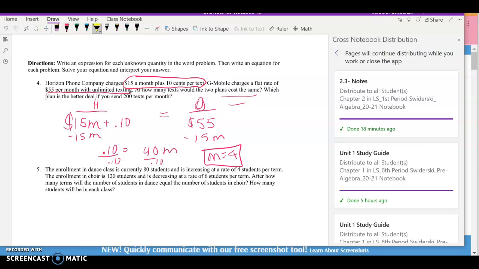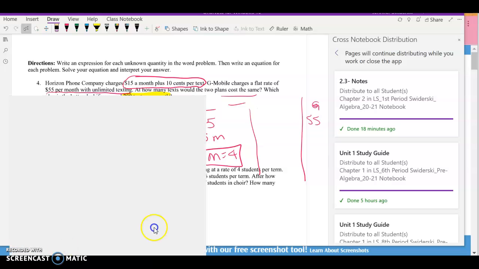Well, they want to know what's the better deal. If you send 200 texts per month, which I think is pretty realistic, right? So if I plug in 200 here, here's part 2 of the problem. They want to see what's the better deal. $55 at G-Mobile where you get unlimited texts, or is it a better deal for me to do 200 texts at this $15 per month plus 10 cents per text?